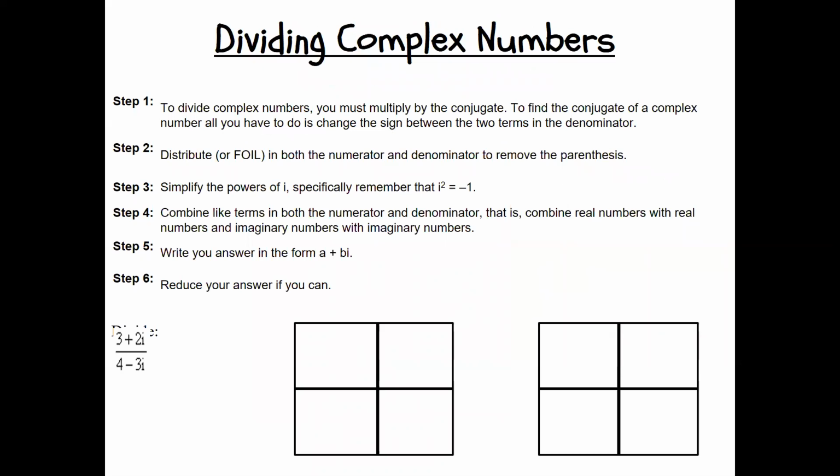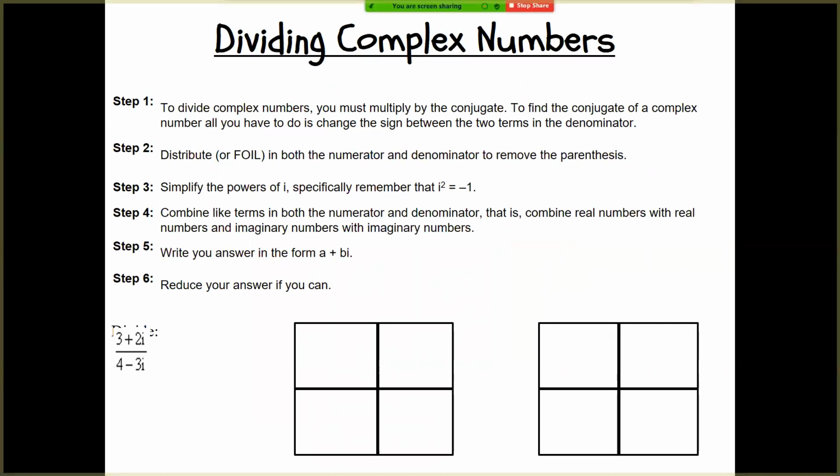So dividing complex numbers, there are 6 steps if you want the long, drawn out directions. Really, it's just 2 multiplication problems in one. So the first thing you have to do is figure out what the conjugate is. We need to multiply the top and the bottom of this fraction by the conjugate. The conjugate just means go to the denominator and change just the sign in the middle. So for my conjugate, I would have 4 plus 3i. You're only changing that sign in the middle.